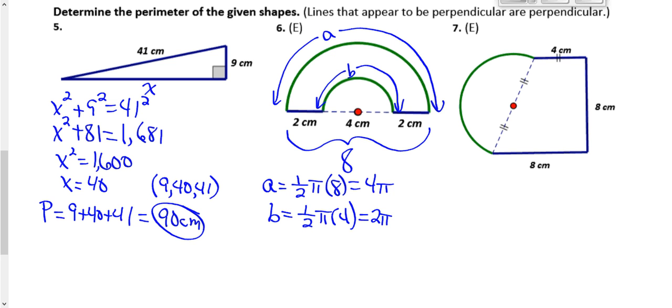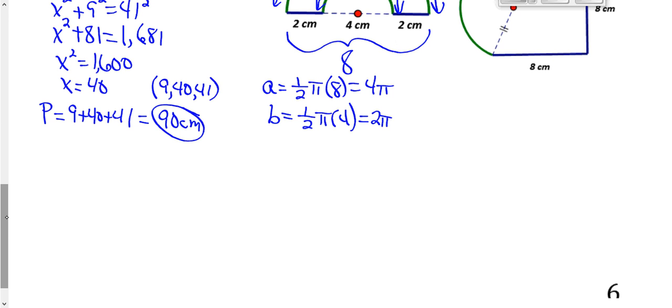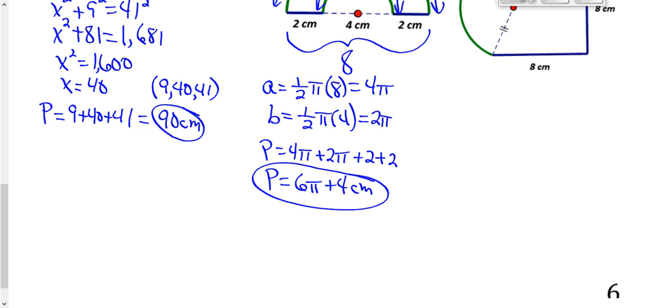Now we can start just adding stuff up, right? What do we get for perimeter? 6 pi plus 4, yes, right? So the perimeter equals 4 pi plus 2 pi plus 2 plus 2, 6 pi plus 4 centimeters. Okay? There you go.